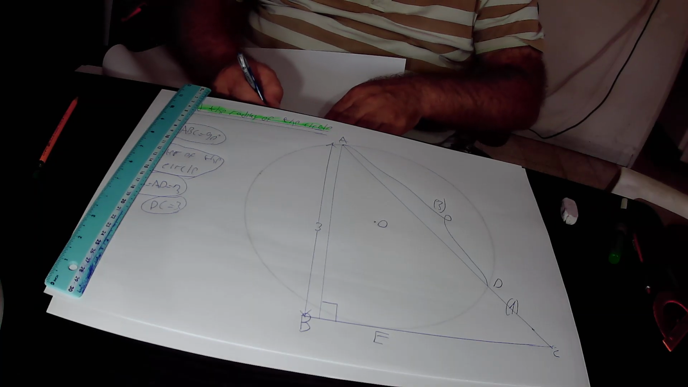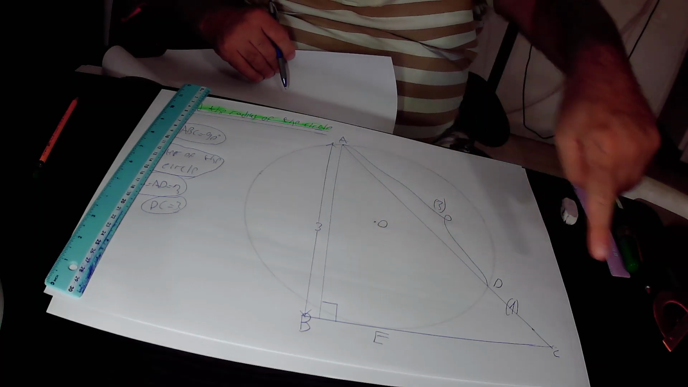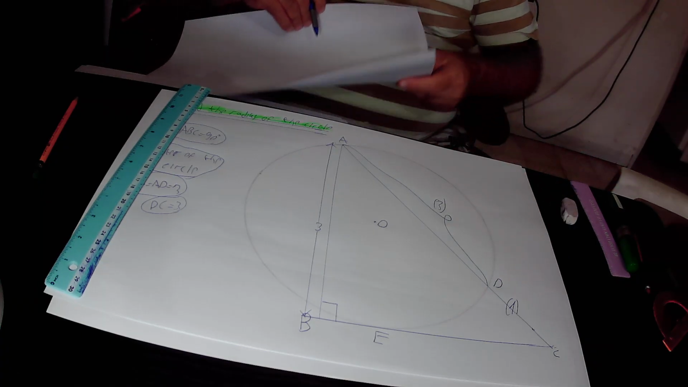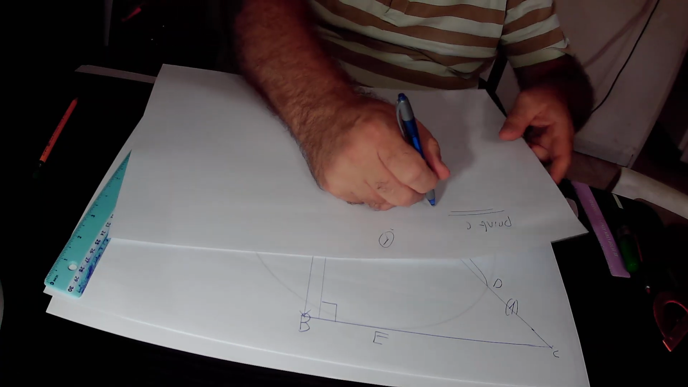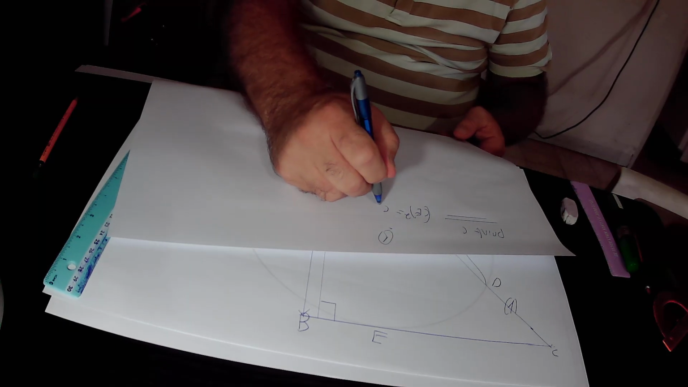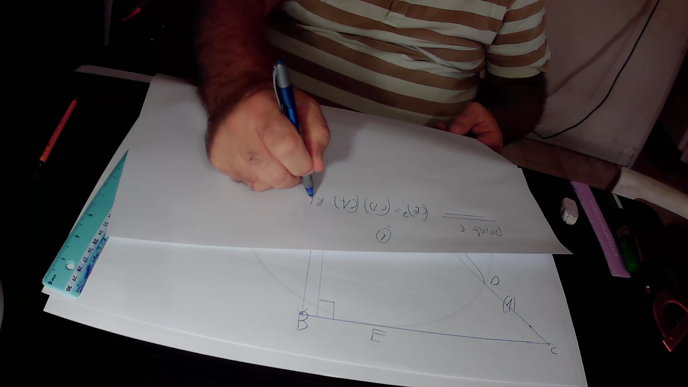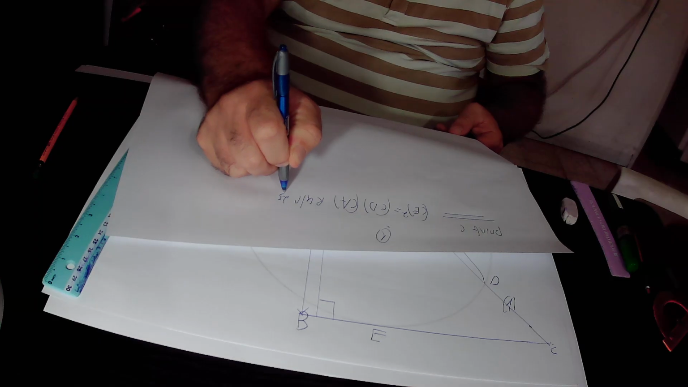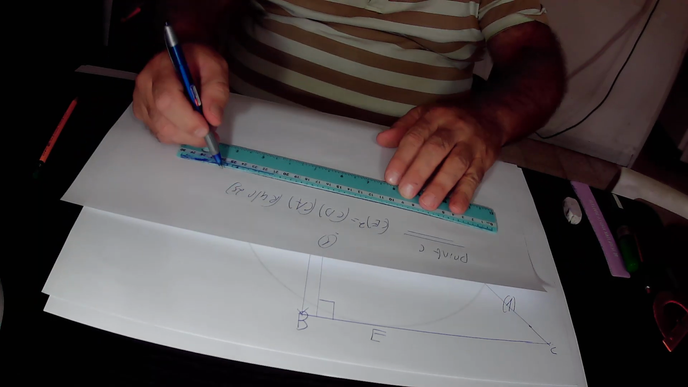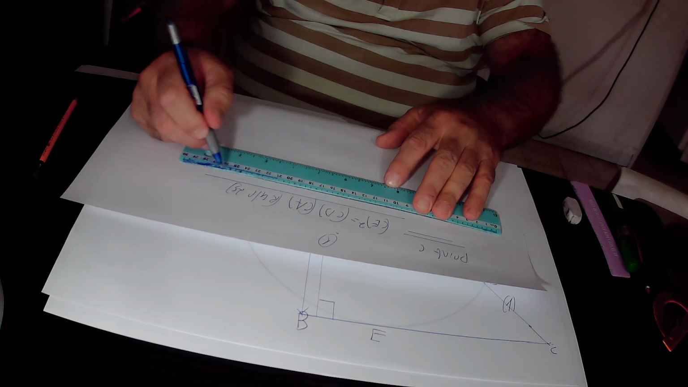According to rule 25, the following equation will be true: CE squared equals CD times CA. Again, CE squared equals CD times CA according to rule 25. This equation is the implementation of rule 25 in our drawing.